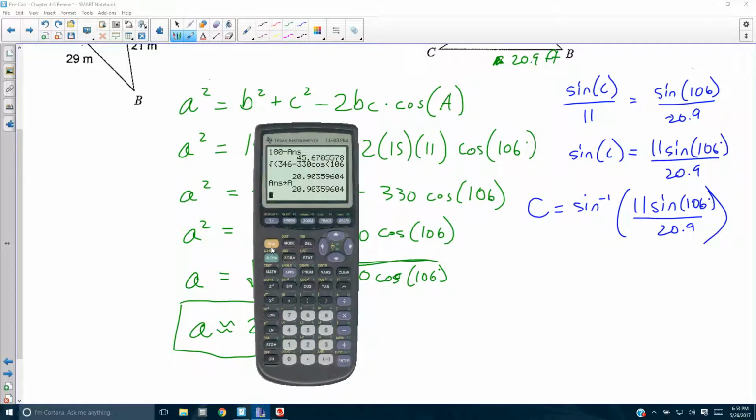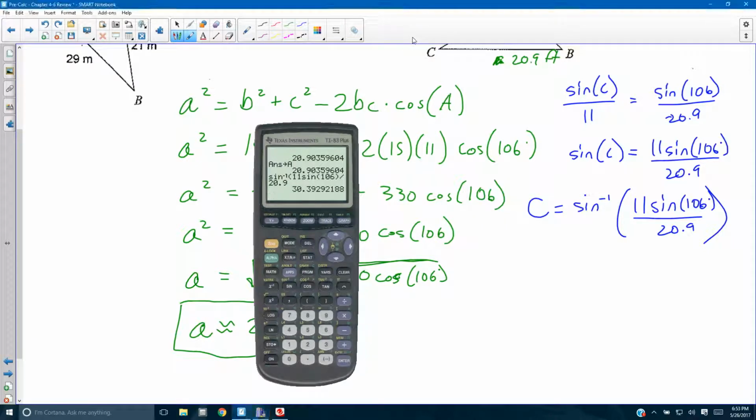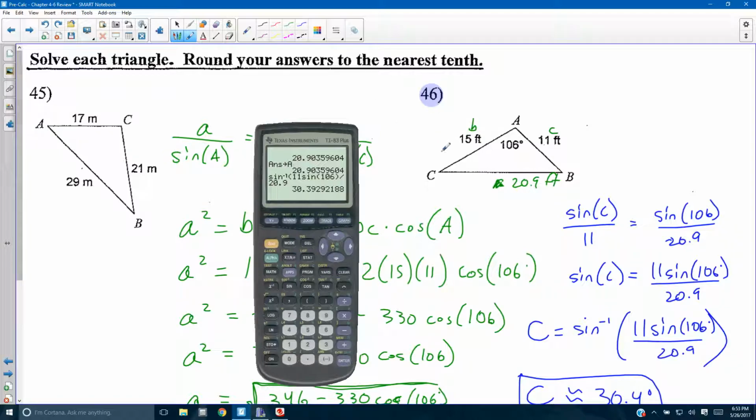And I will see if the answer makes enough sense when I get B on top of that one as well. 11 times sine of 106. And I've been in degrees this whole time. I've had no reason to use radians in this entire thing. Not to say that we will or won't have to, but there's just been no reason. So no changes there. C is about, looks like 30.4 degrees here. It's acute enough for me to trust it for now. That's the measure of angle C right up here, 30.4.